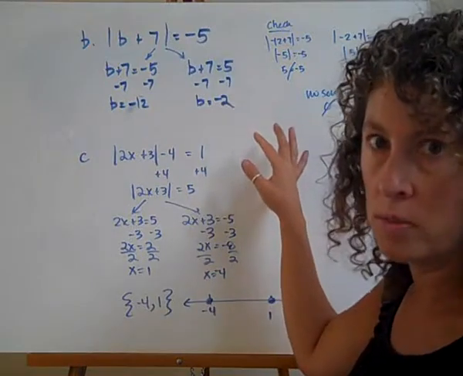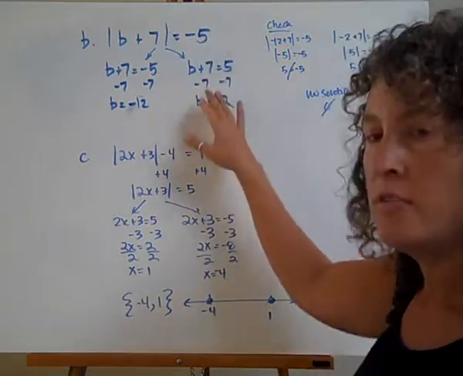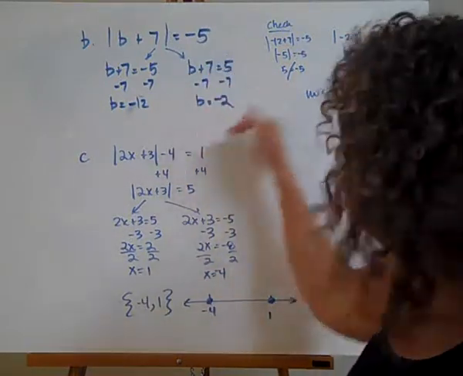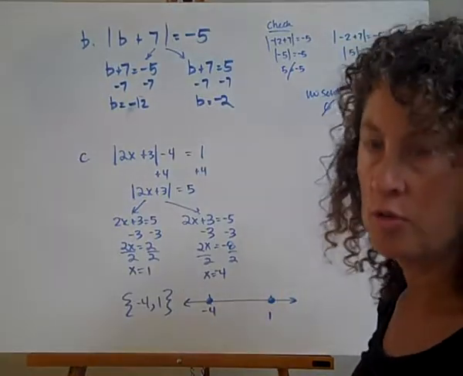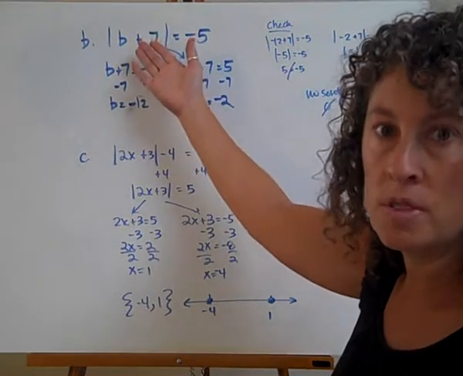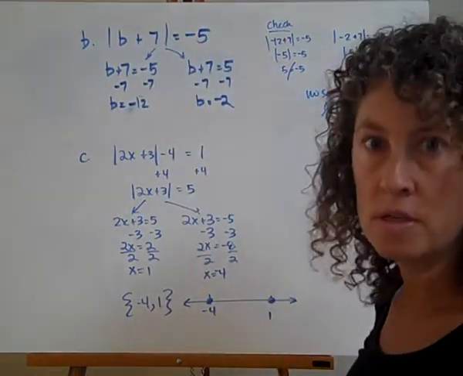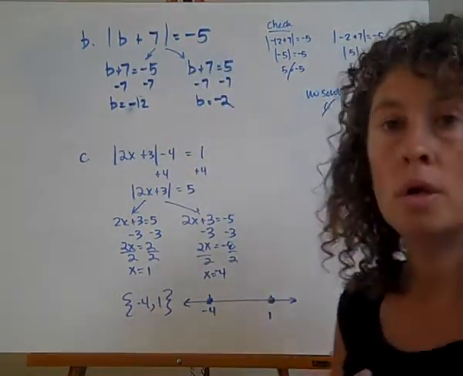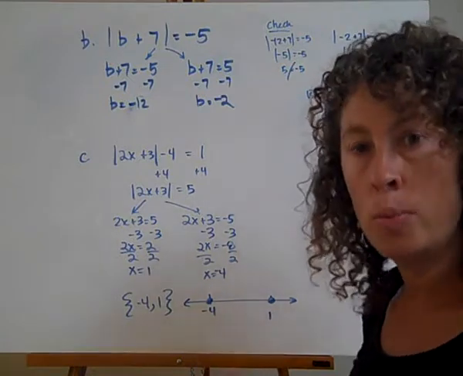Can you avoid some of the work? Absolutely. But if you just get on autopilot and go through it, your check is going to catch you for that. So for this one, there's no solution. There isn't any number that I can put in here to come up with an absolute value of a negative. That doesn't work.